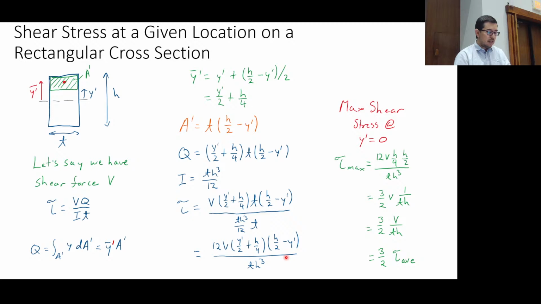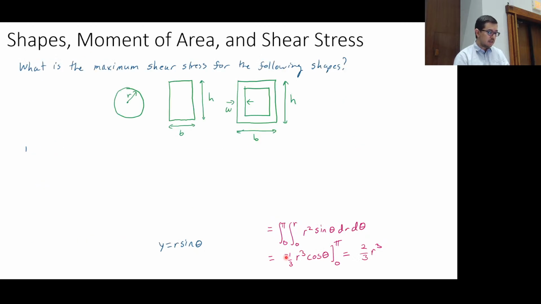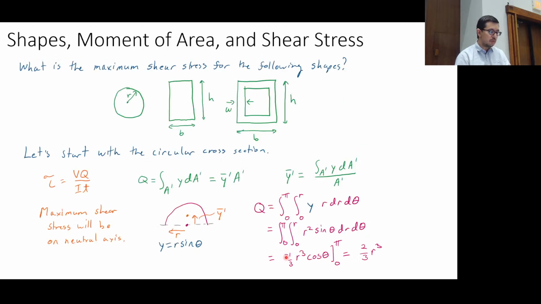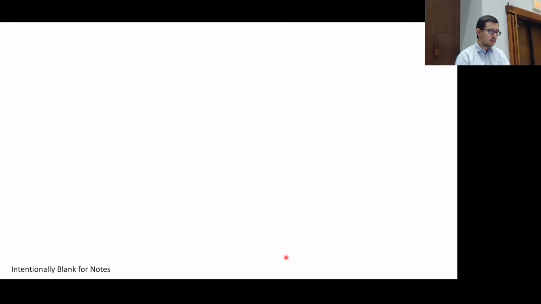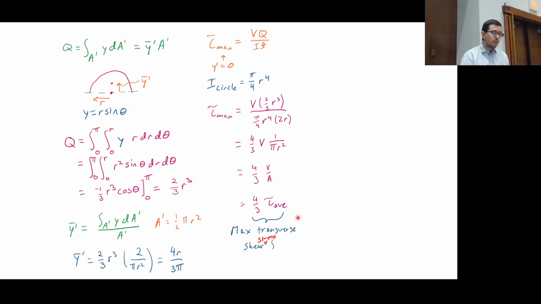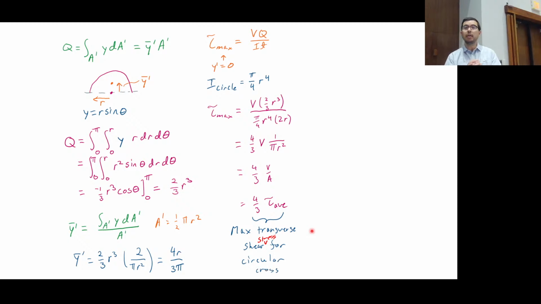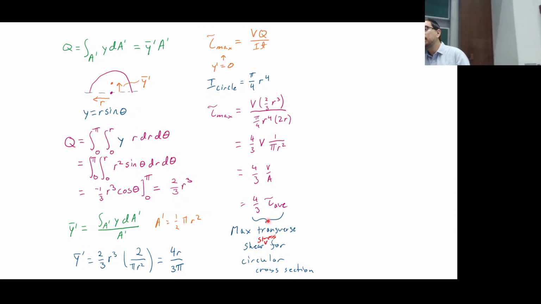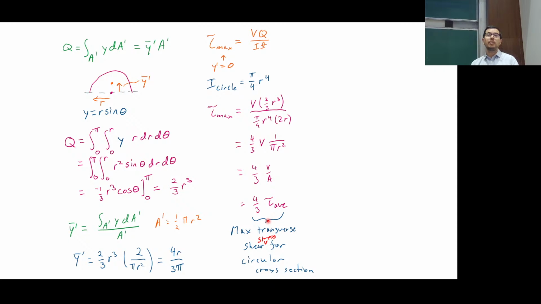Another classic expression, and I'm going to burn through this, you can do this if you like. But the other classic expression is for a circular beam, a cylindrical beam. It's not 3/2 times the average shear stress. It's 4/3. Okay. So if you get a rectangle, it's 3/2. If you get a circle, it's 4/3.